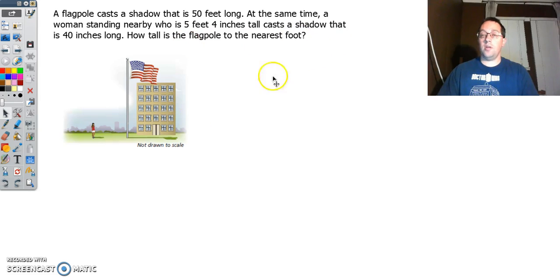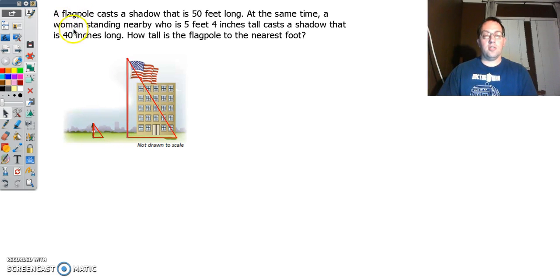Okay, I thought we were talking about triangles. There's no triangles on this, right? Well, actually there is. If you take the flagpole, and you take the flagpole shadow, and then you take that beam of sunlight that formed the shadow, all of a sudden you've got a triangle. And you've got another triangle here for the woman and her shadow.